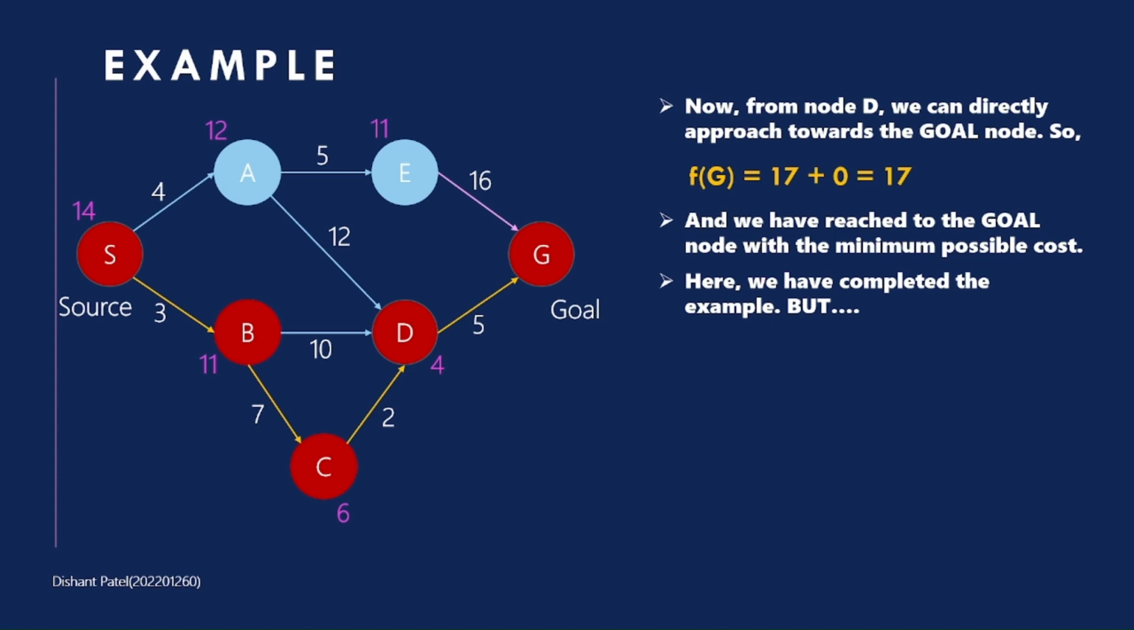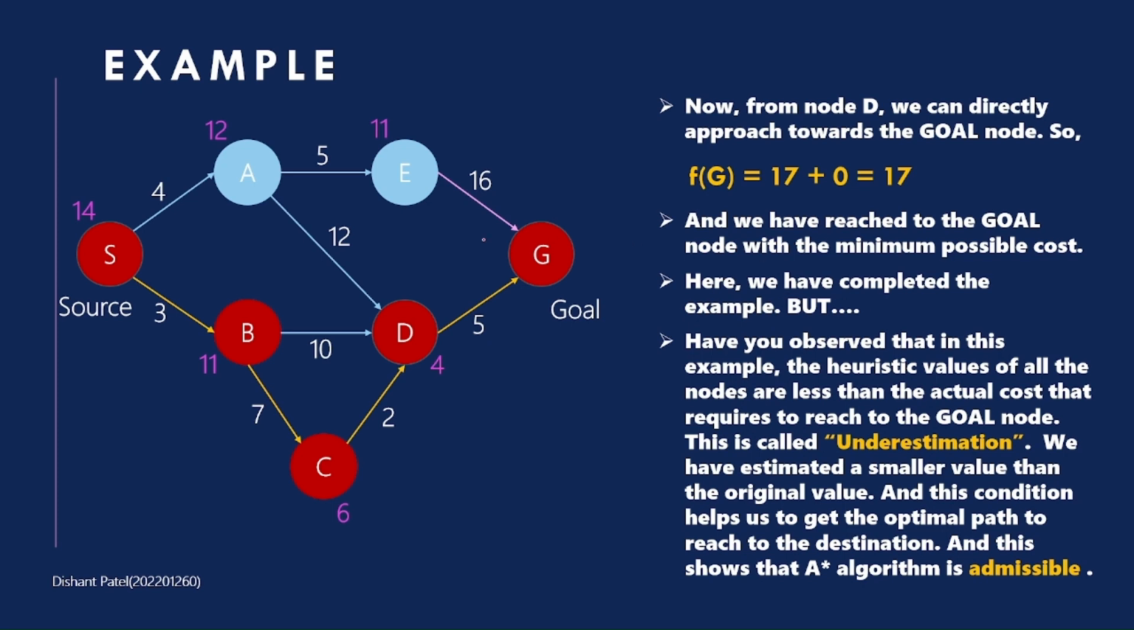Here we have completed our example, but have you observed in this example all these heuristic values are less than the actual values that are required to reach the goal node from that node. See, here it is 14, and what is the actual cost? 4 plus 5, 9, plus 16, 25. So you can check all these values that are perfectly less than the actual values.